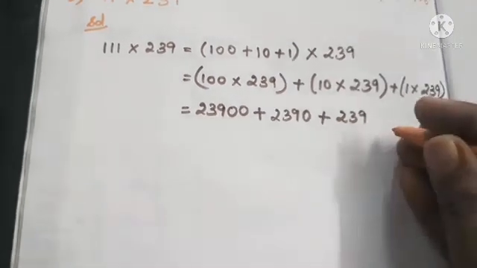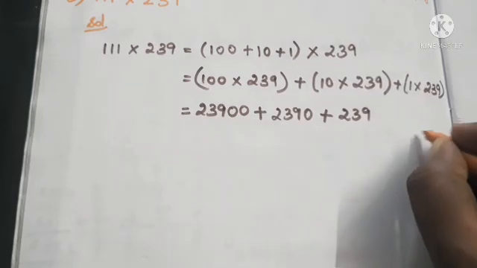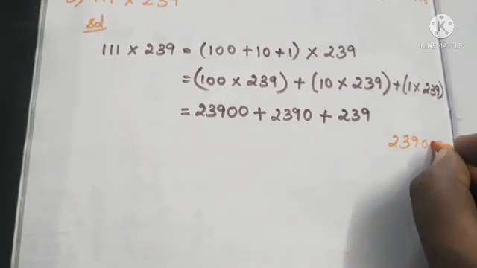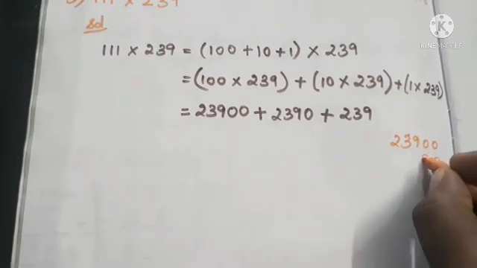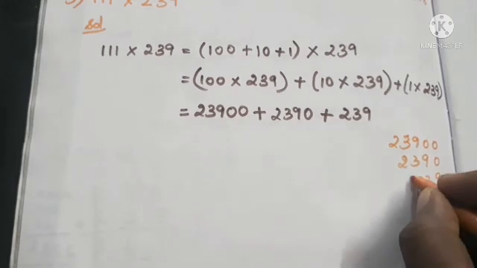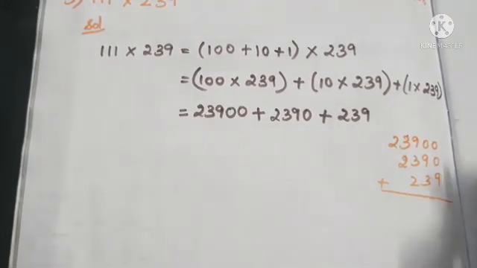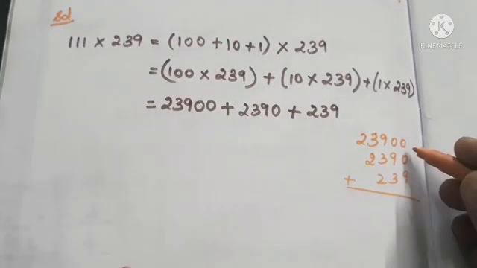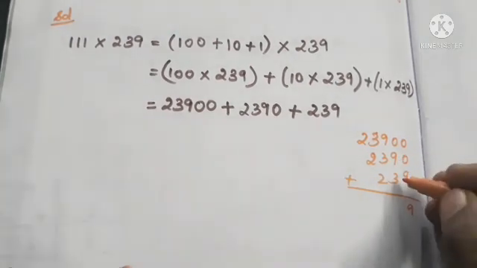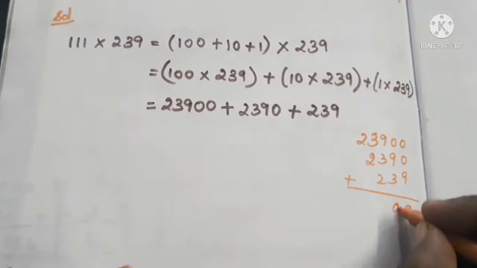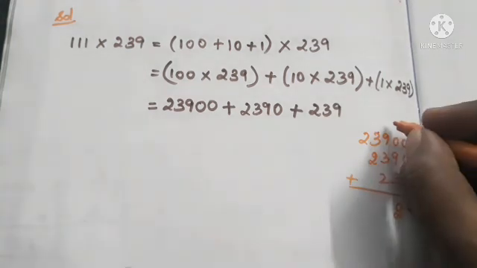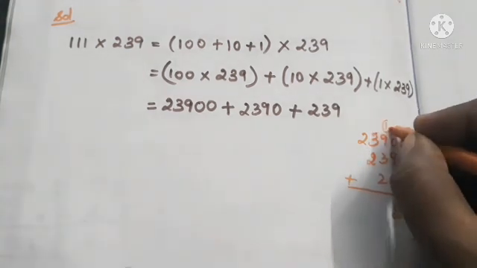So take the pencil and write it. What's the first value? 23,900. Next one 2,390. Next value is 239. So we can add these numbers. 0 plus 0 is 0, 0 plus 9 is 9, 9 plus 3 is 12. So we write 2 in the 1s place, and the next one we write in the 100s place above. Sorry, not 1,000, the 100s place value above.